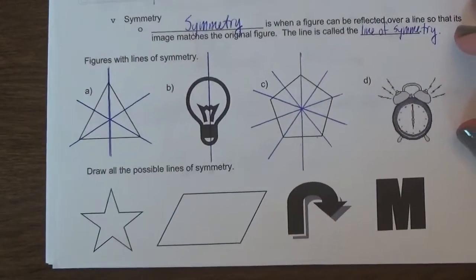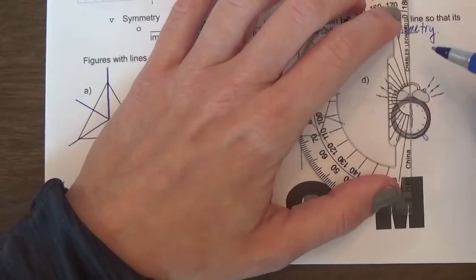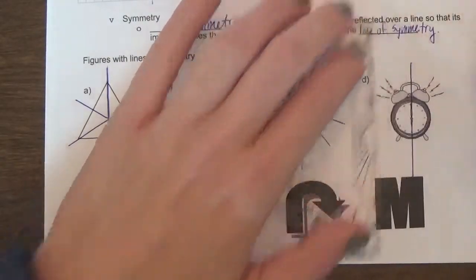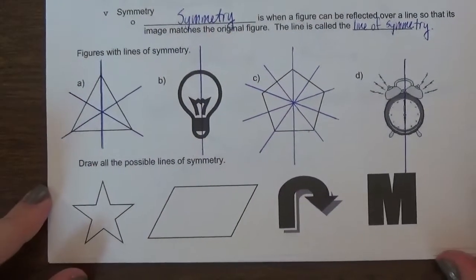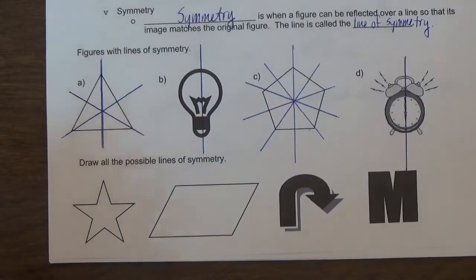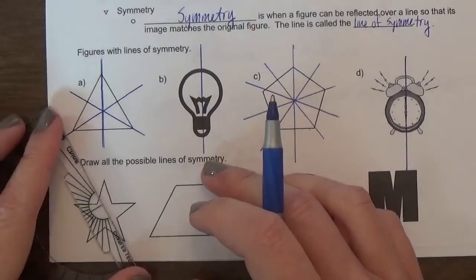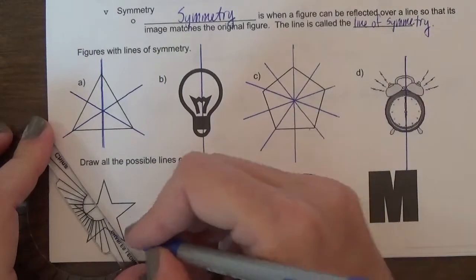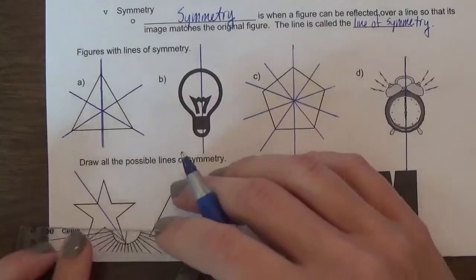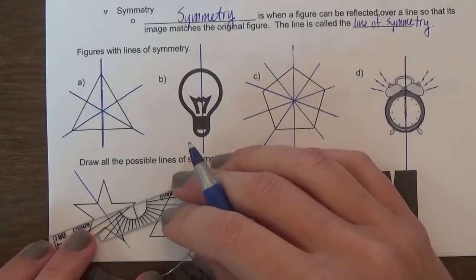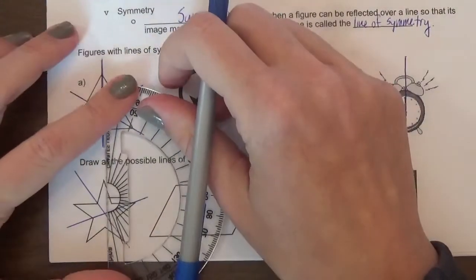The alarm clock? That's looking like one to me. Luckily it's at 6 o'clock. Right? That's the only one that works. Alright, if we keep going. This one, well, let's go with the star. Star's gonna have a bunch, right? If I go here, would that work? Yes. So every point is gonna have one.